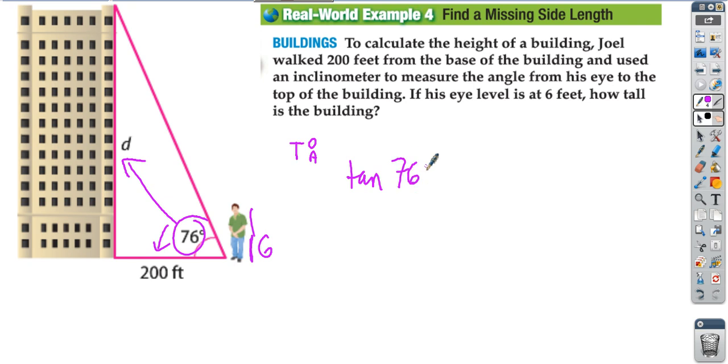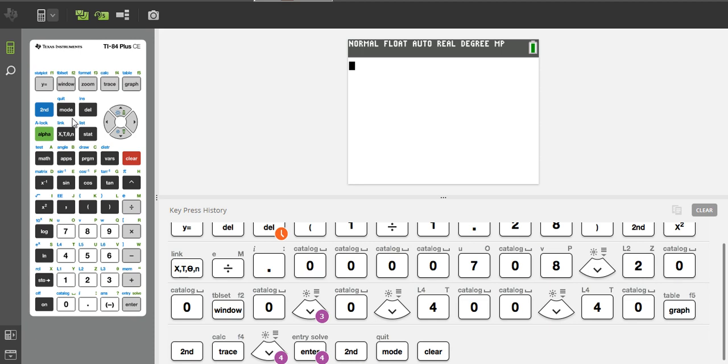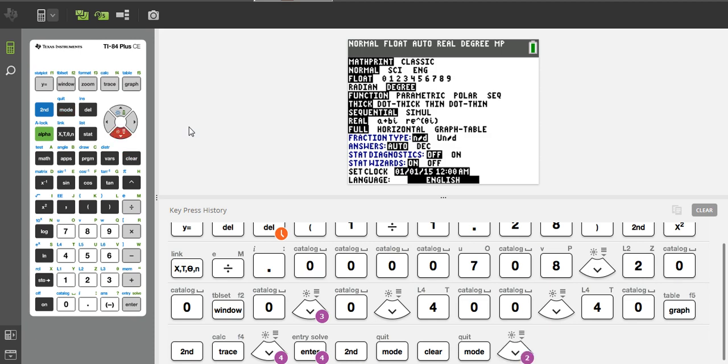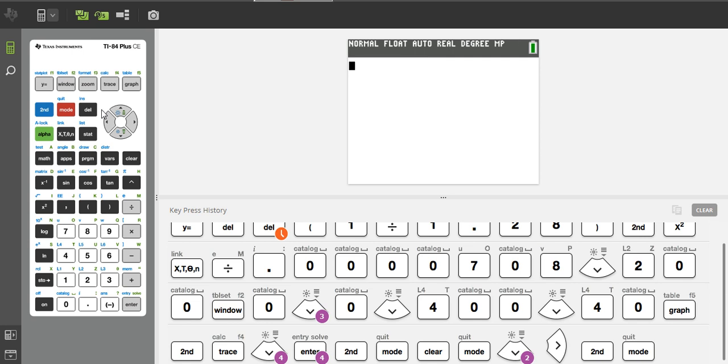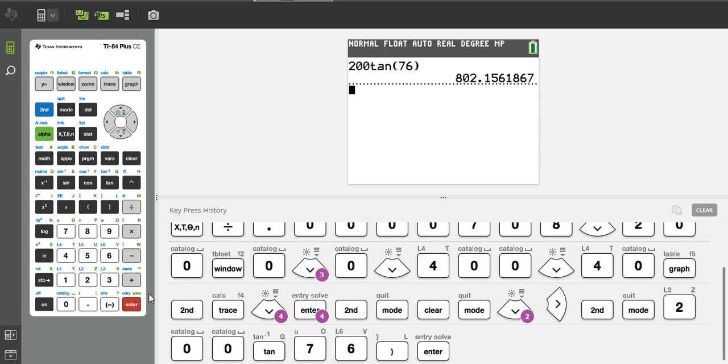So tangent of 76 is d over 200. We can solve that by multiplying by 200. And then for this, that's not one of our special angles, so we actually need a calculator for that. So I'm going to put in 200 times tan 76. This is important. Go to mode. Make sure you are in degree mode, not in radian mode, because we're dealing in degrees. Otherwise, all the answers will come out wrong. So 200 times tan 76, and that is equal to 802.2 feet.